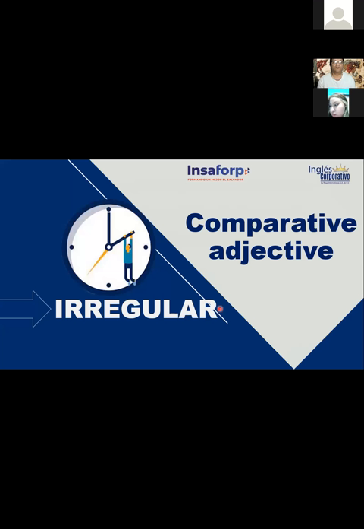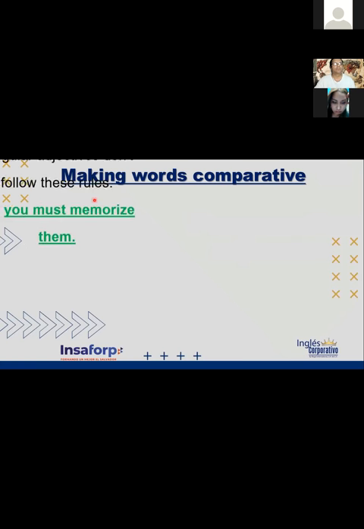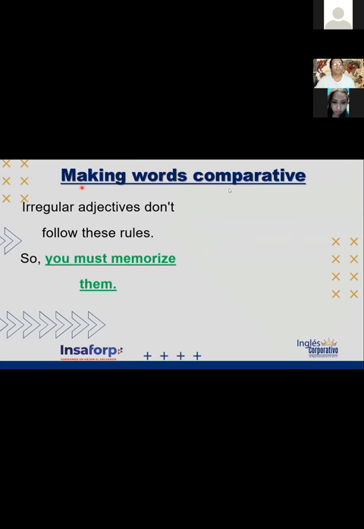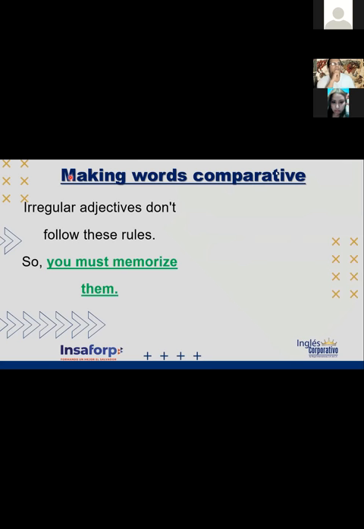Okay, very good. So let's move on, guys. Those are the rules that we have to make comparative adjectives. Those are the only rules that we have. But also, we have irregular adjectives, which means that these adjectives have their own comparative form. And we will try to learn today which ones they are. Irregular adjectives never follow the rules that we just saw. As you can see there in the green letters, you must memorize them.